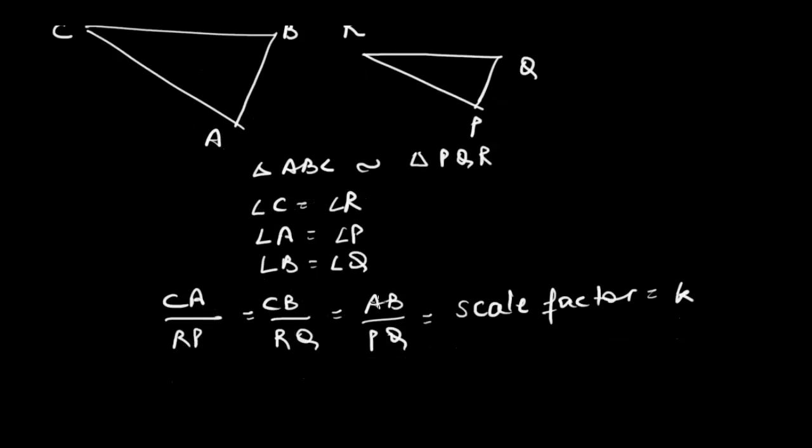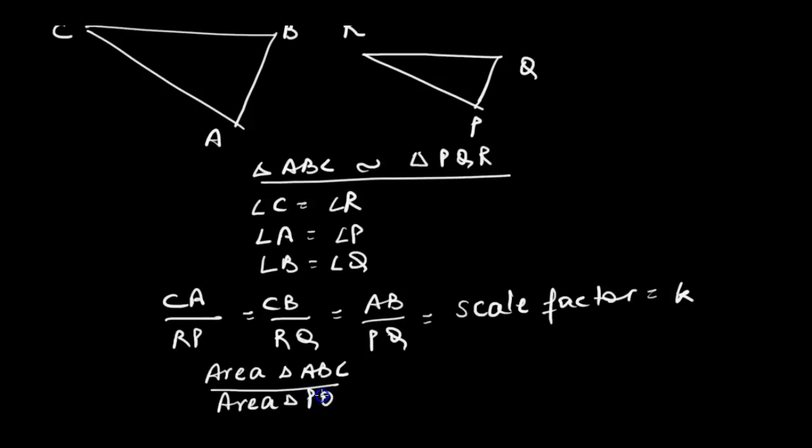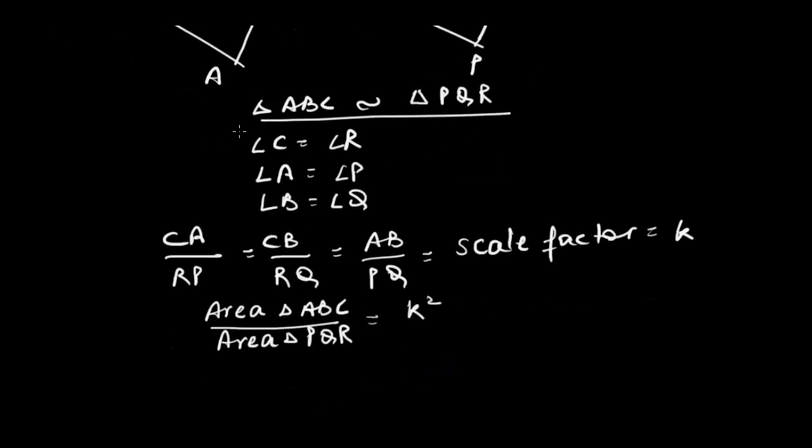Apart from having the same scale factor for the side lengths, for similar triangles we have another property, and that is that the areas of both the triangles are also related. So area of triangle ABC divided by area of triangle PQR would be equal to the square of the scale factor. These are the three important properties of similar triangles when we know that the triangles are similar.